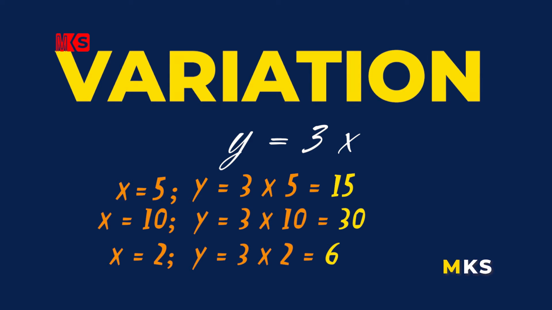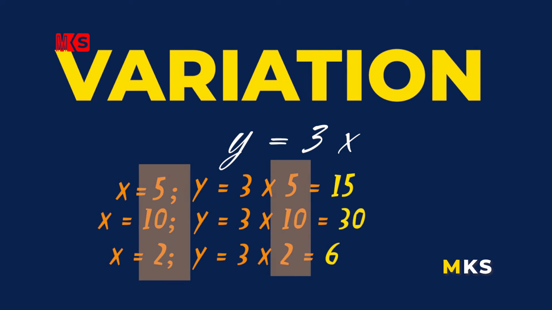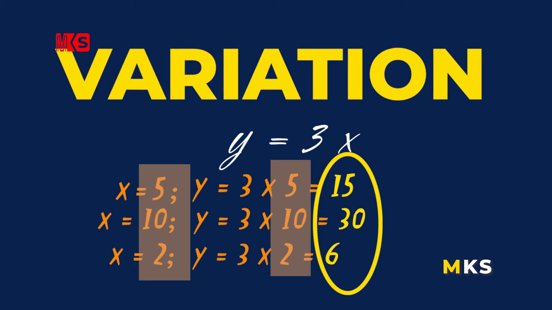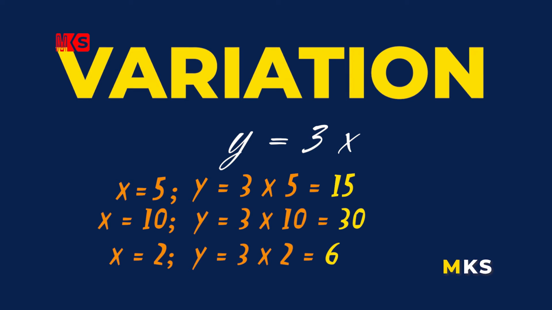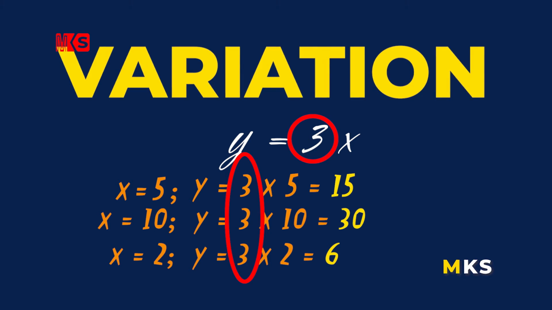So here what we can see is, if we are changing the value of x, x is a variable. It can have a different value. If we change the value of x, that affects the value of y. So x and y, they are variables. Their values are changing. Whereas in this example, you can see this 3 is constant. In these 3 examples, the value of 3 remains as it is.